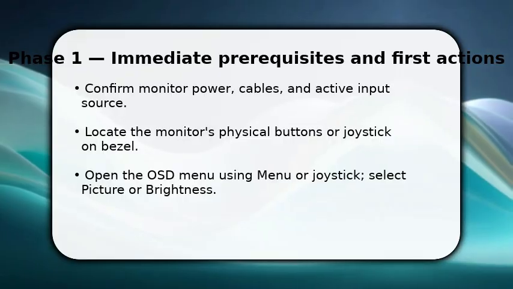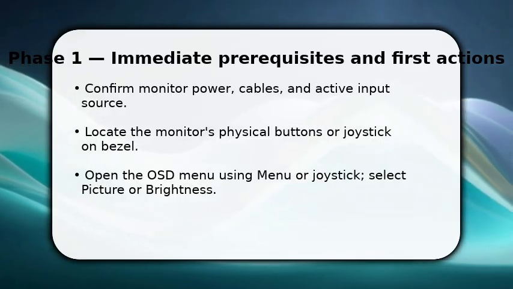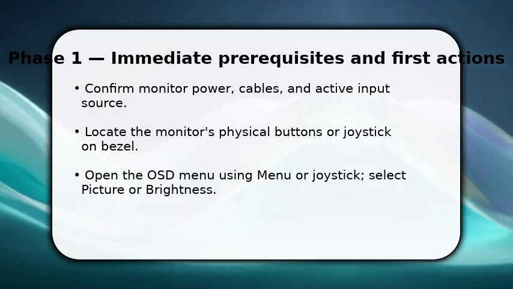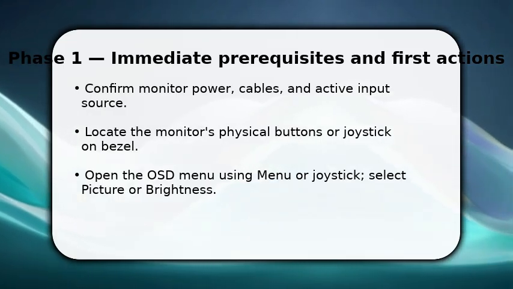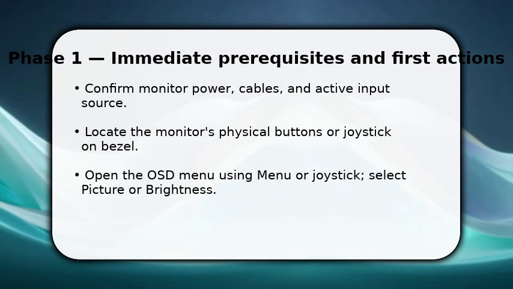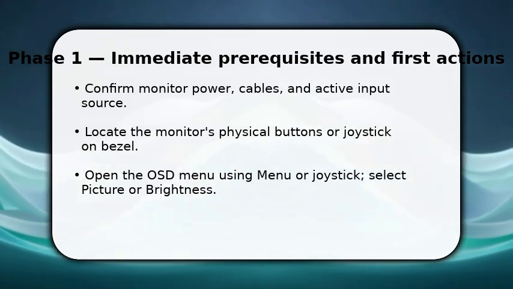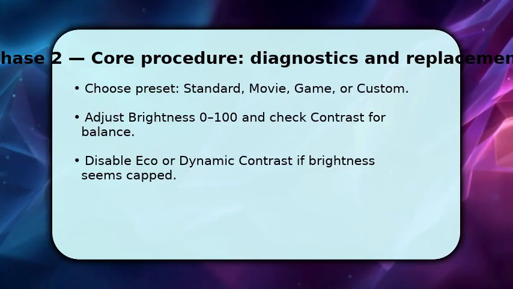Once the picture menu appears, pause and note current presets. They tell you whether profile settings are forcing brightness limits. Make sure to move step by step so you don't jump past contrast or eco modes that affect brightness. Now, select a preset that matches your purpose. You want accurate baseline behavior.